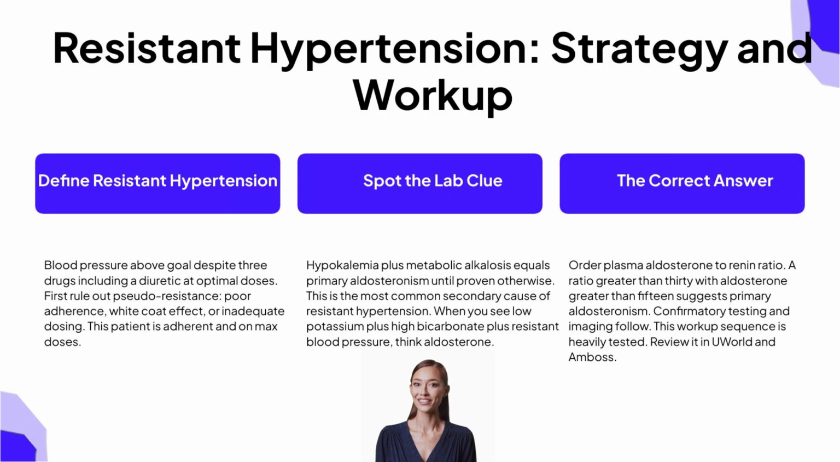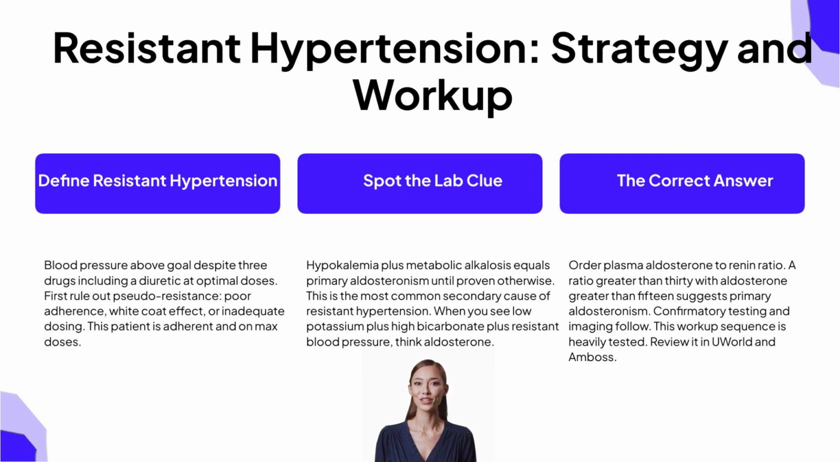They are not random. The test writers are giving you deliberate clues. Let us analyze this case step by step. First, define resistant hypertension. Blood pressure remains above goal despite 3 drugs including a diuretic at optimal doses. Before jumping to secondary causes, rule out pseudo-resistance, poor adherence, white coat effect, or inadequate dosing. This patient is adherent and on maximum doses, so we need to investigate further.